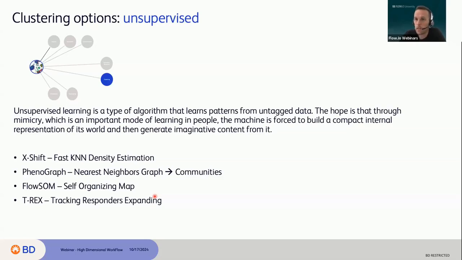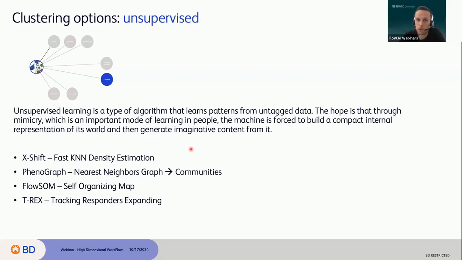Know that supervised and in-between are also available in FlowJo, but they are not in the scope of what we need today, so I'm not going to talk about those. The unsupervised clustering algorithm is a type of algorithm that learns the pattern from your untagged data. And the hope is that through mimicry, which is an important mode of learning in people, the machine is forced to build a compact internal representation of its world and then generate imaging content from it.